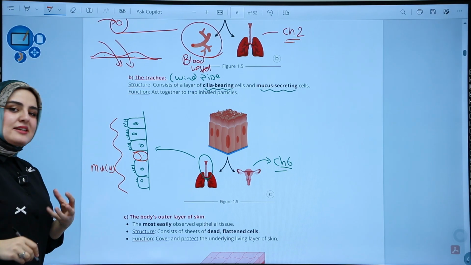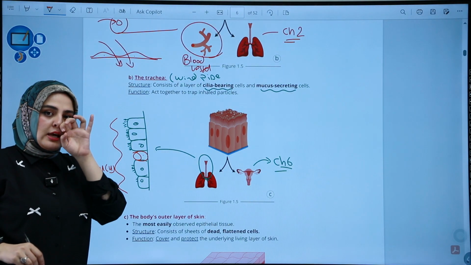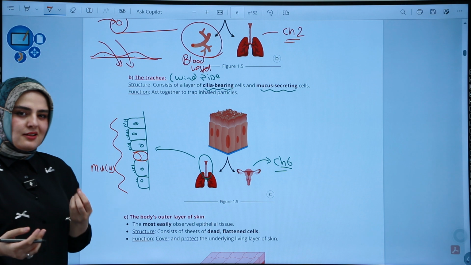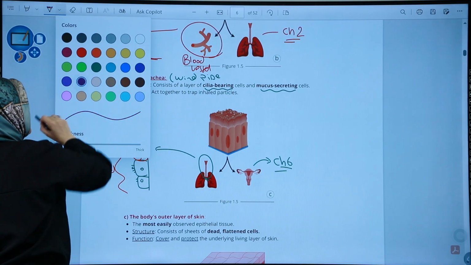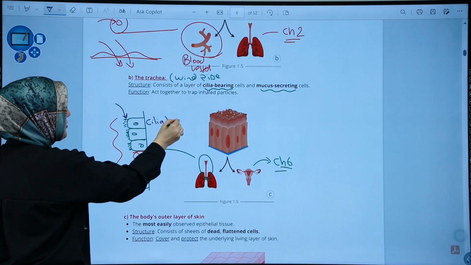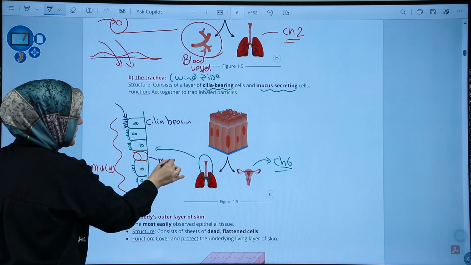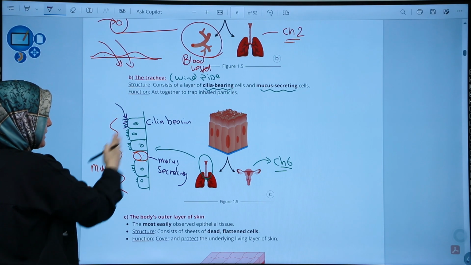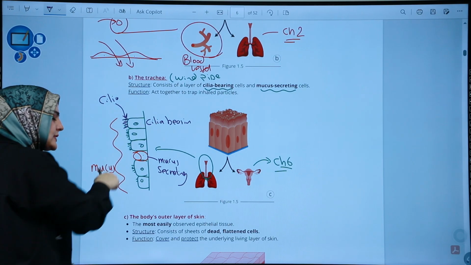Mucus is the sticky material in your airway. Sometimes you feel it in your nose, and when you're sick, you can see it because it comes out with coughing. It's sticky and a yellowish color. This is called mucus. These cells are called cilia-bearing. We talked about it: they have hair-like structures. And then we have mucus-secreting. Secreting means releasing it and making it. There's the mucus, making a layer over the top. These are cells called cilia-bearing.